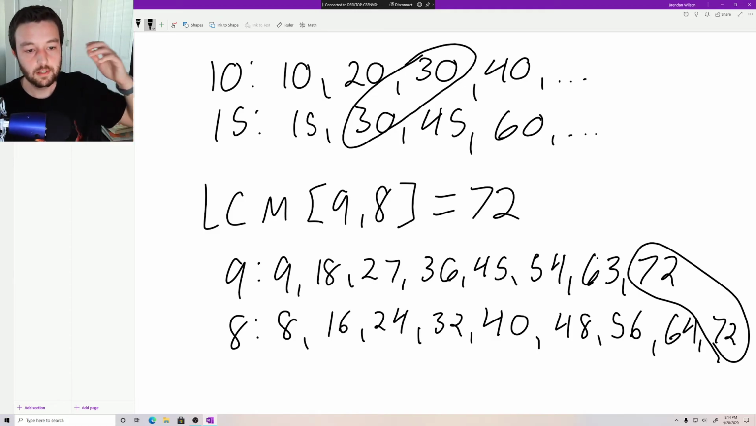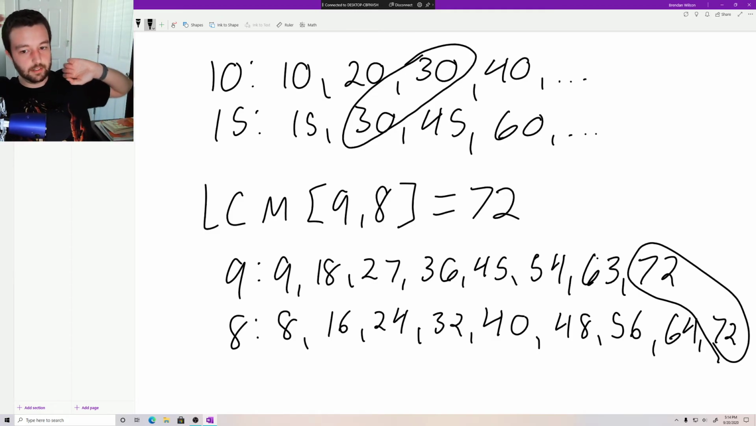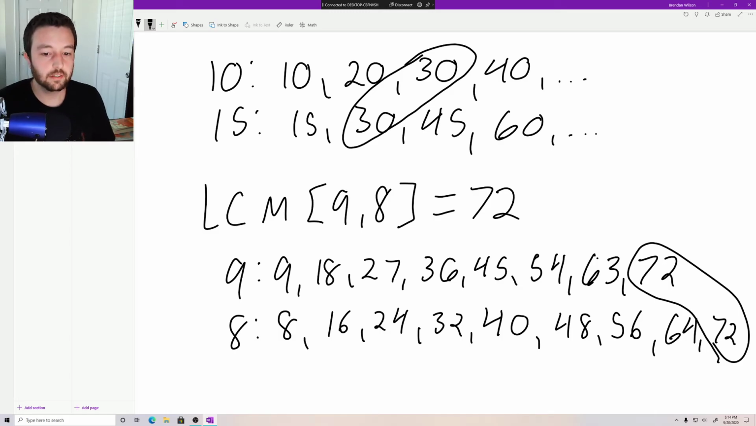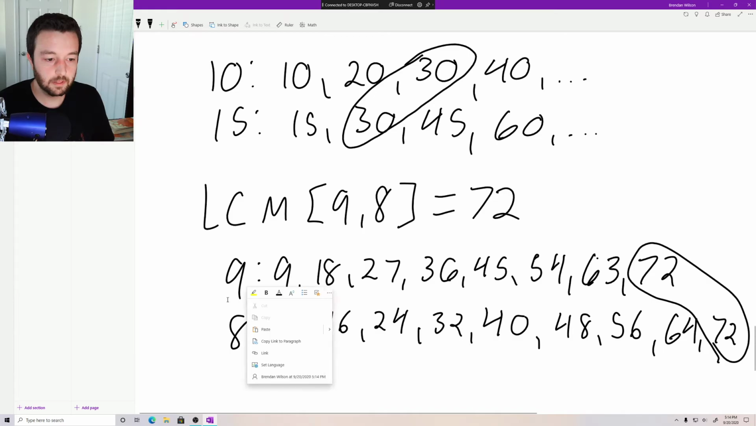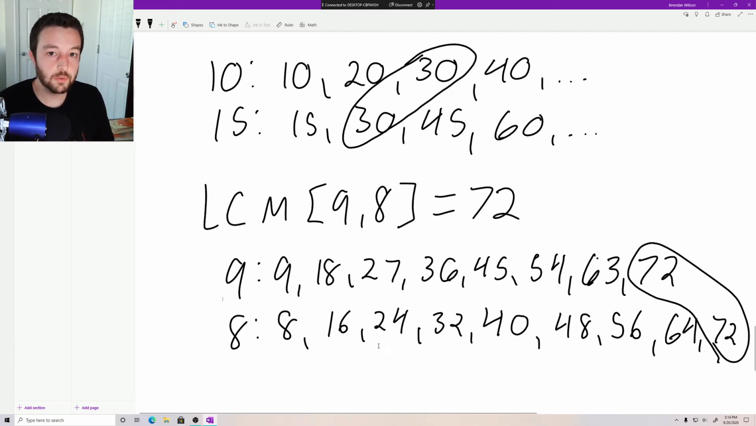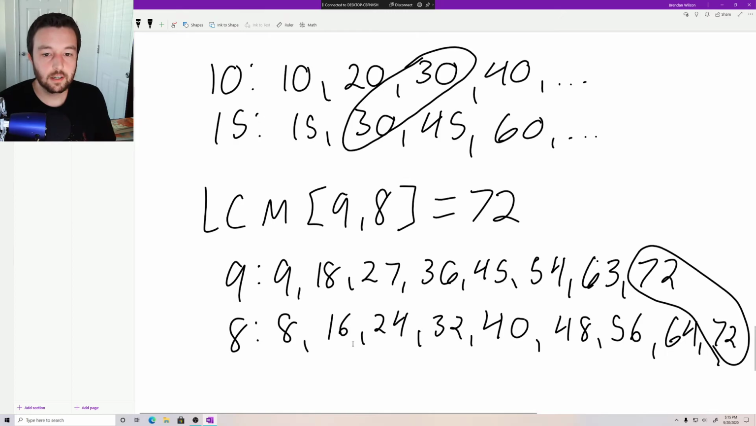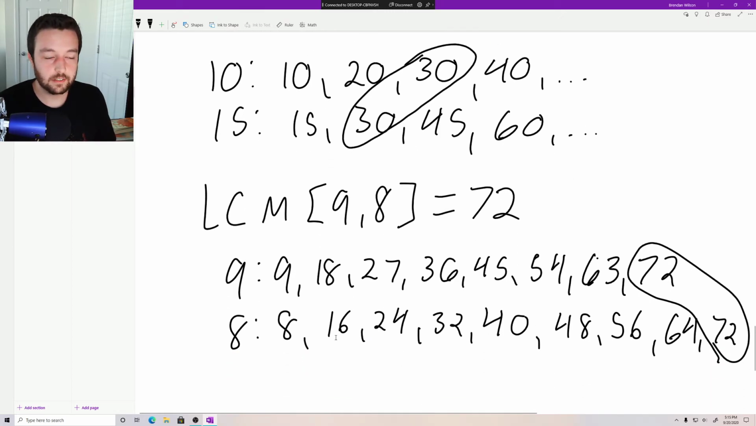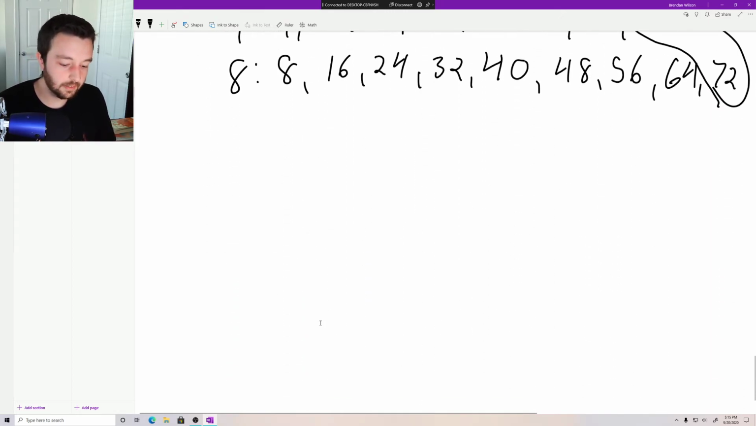As you can see, it can get kind of tedious, right? You have to list all of these multiples, which can be time consuming, and you have to keep doing it until one of them is in common. Even this is relatively soon, on like the 10th multiple or so. What if it's not until the 100th multiple? So that's where this next method comes into play: the prime factorization method.